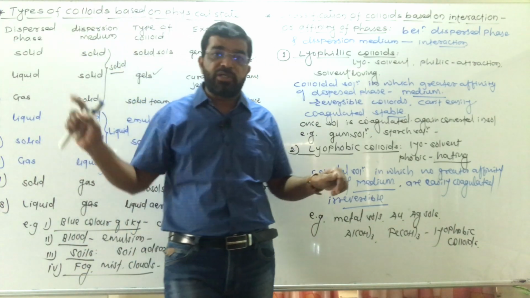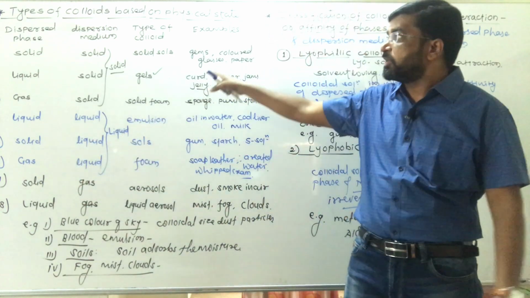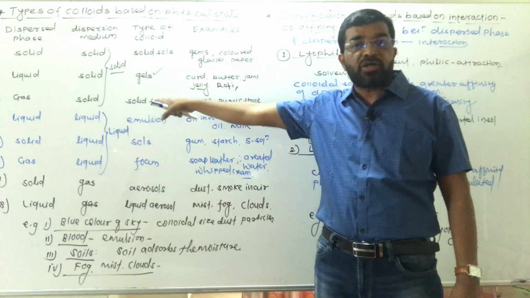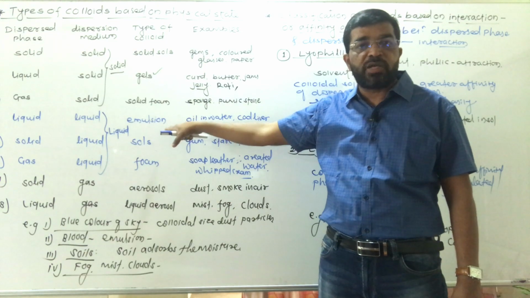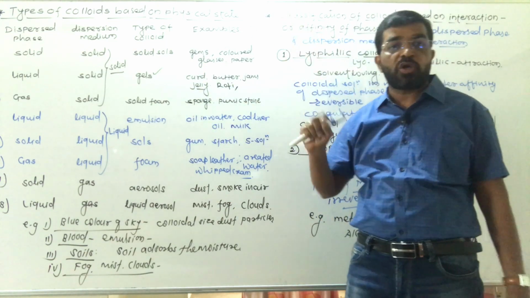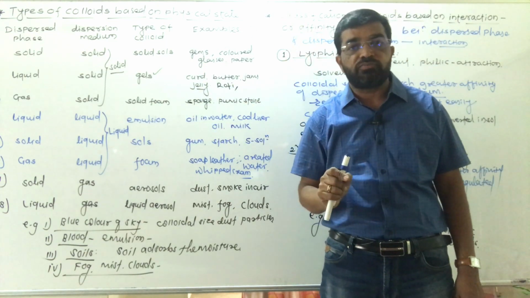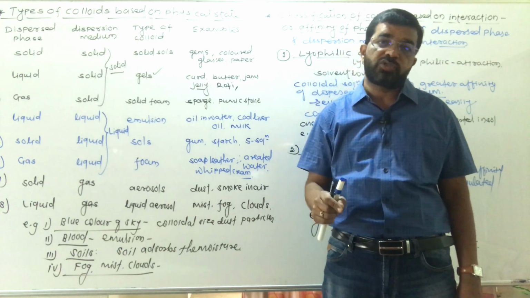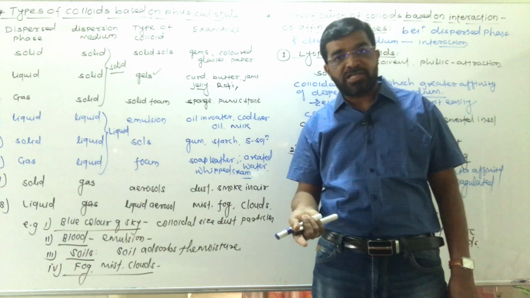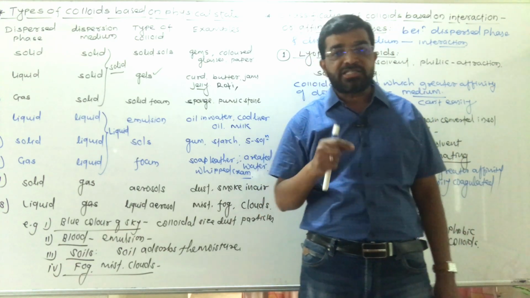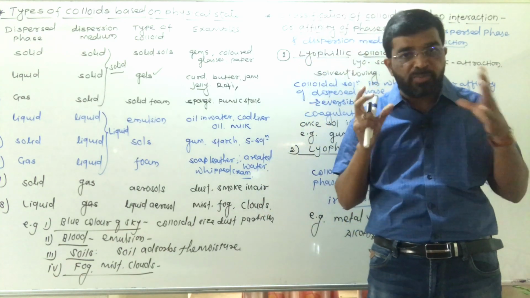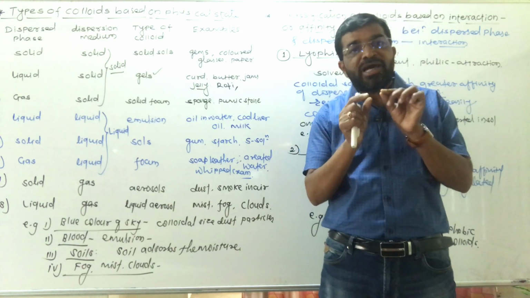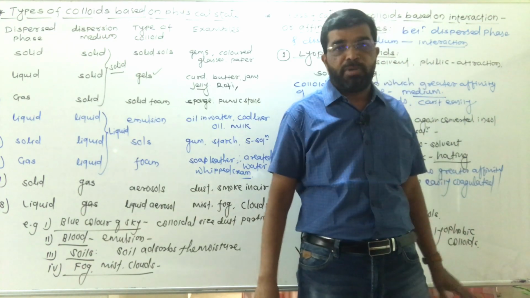So this is nothing but the types of colloidal solutions on the basis of physical state of the dispersion medium and dispersed phase, and this is the classification of colloidal solutions on the basis of interaction between the dispersed phase and dispersion medium. In the next lecture we will study the classification of colloidal solutions on the basis of molecular size of the colloidal particles. Okay.